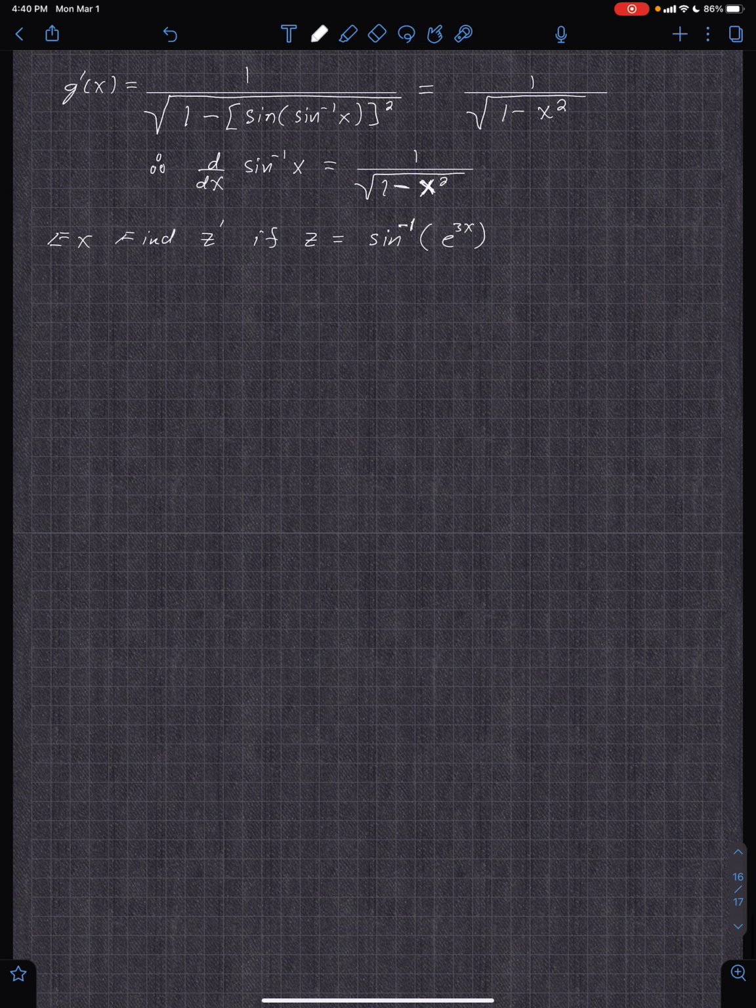All you're really doing is applying this, and then you do the chain rule. So we say z prime is equal to 1 over the square root of 1 minus e to the 3x squared, and then chain rule, so it's times d/dx of e to the 3x. And that itself will need a chain rule, because the derivative of that is itself times what's up top, which is just 3. We won't write that twice. We'll just say this is equal to 3e to the 3x all over that root, the square root of 1 minus e to the 6x, because you just multiply powers. That's pretty straightforward.